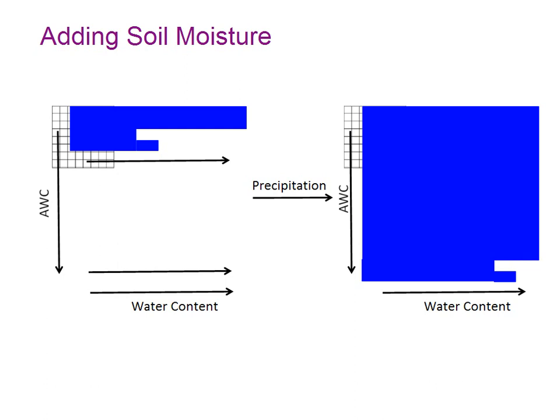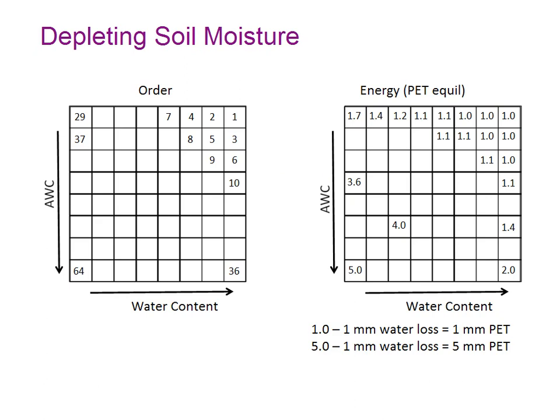Now, when you deplete soil moisture, like I said, it's on slants, and the order of depletion of boxes is 1, 2, 3, 4, 5, 6, 7, 8, 9, and so forth, to where the lower left-hand corner is the last box emptied.